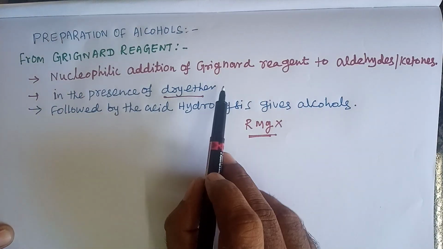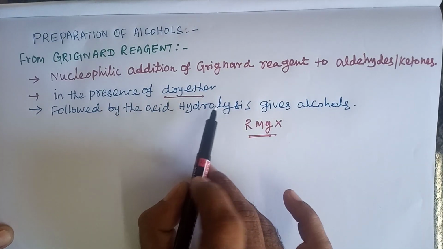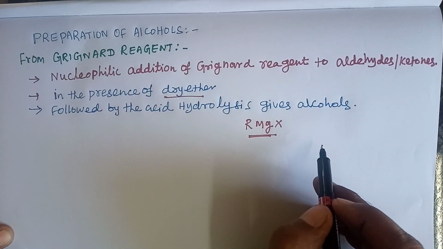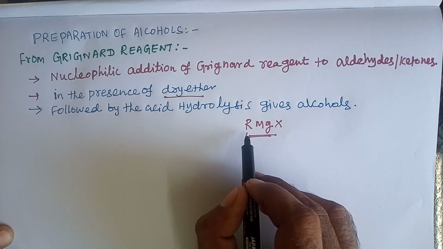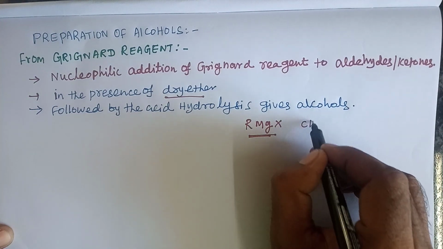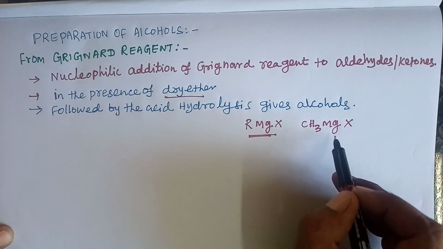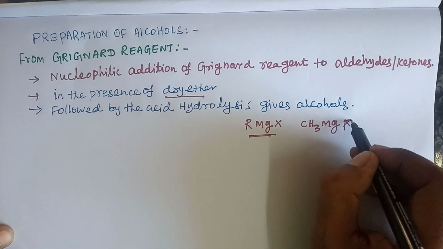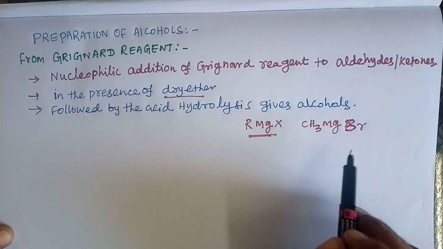Here the nucleophilic addition of Grignard reagent to aldehydes and ketones in the presence of dry ether, followed by acid hydrolysis, gives alcohols. Grignard reagent is nothing but RMgX, an alkyl magnesium halide. For example, we can say CH3MgX. It is methyl magnesium, and here we are taking chlorine or bromine, so methyl magnesium bromide. This is the Grignard reagent.